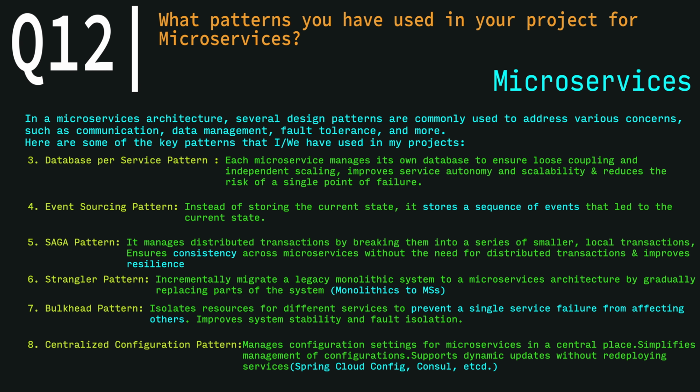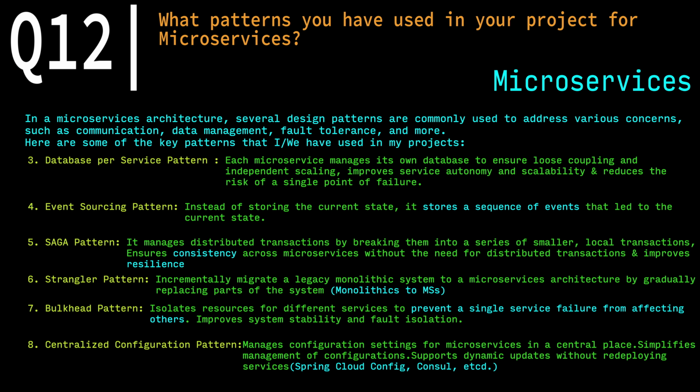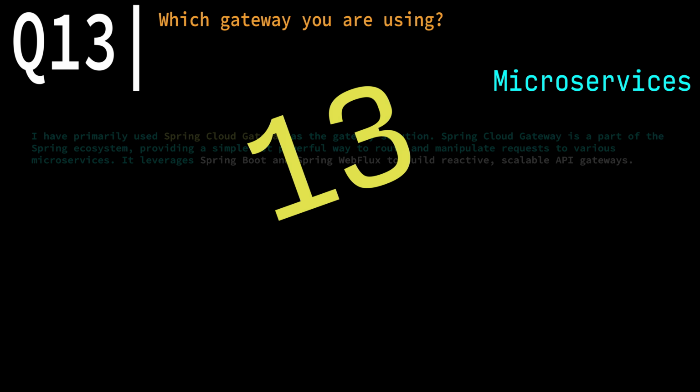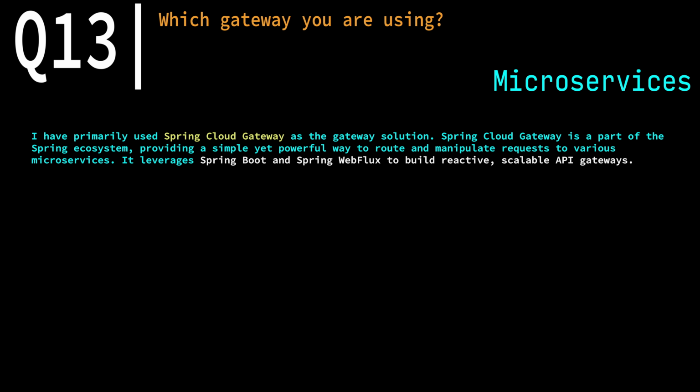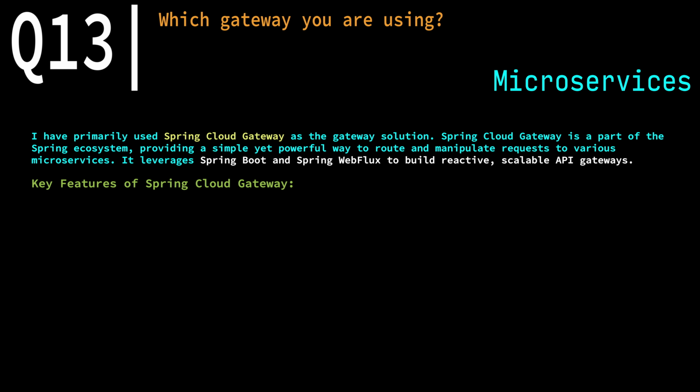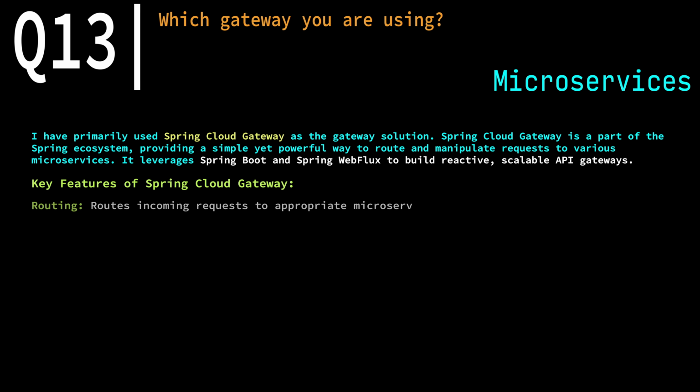We have 3 more questions left. Let's move to the next one. And the question is which gateway you are using in your project. So you can tell whichever gateway you are using for your project. Usually we'll use the Spring Cloud Gateway for the microservices using Spring Boot. So I'm explaining here the key features of the gateway.